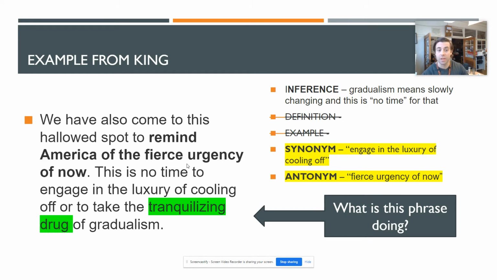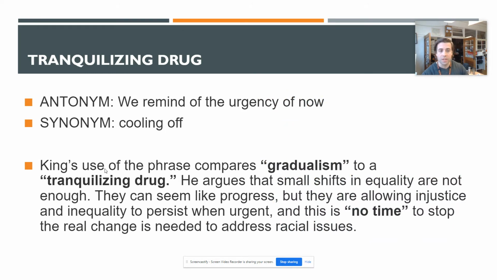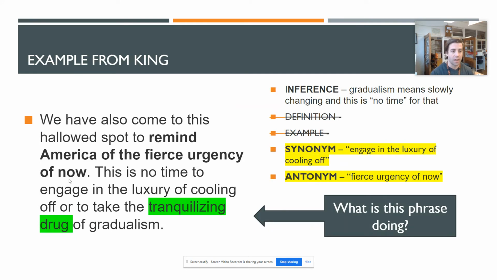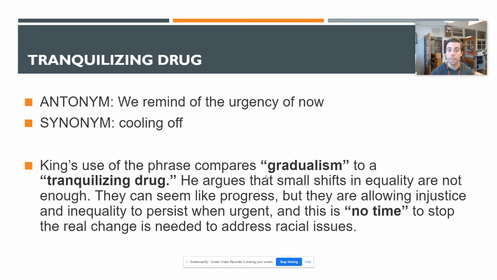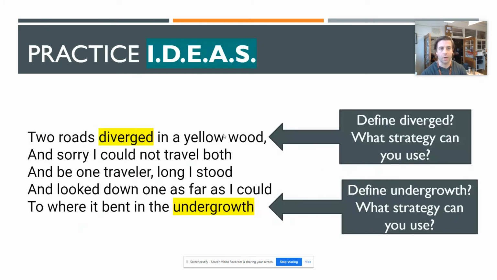And we also have an antonym, like there is a fierce urgency of now, which seems to be in opposition to the idea of a tranquilizing drug. So if we look at that, we can say that a tranquilizing drug means that small, progressive shifts in equality are not going to be enough. We can't be tranquil in this. We have to be forceful. We have to act now. There is no time, which is exactly what he says. There is no time to engage in either of these things. So using those context clues, I can say tranquilizing drugs means we can't be gradual about this. We need to do something about it now.